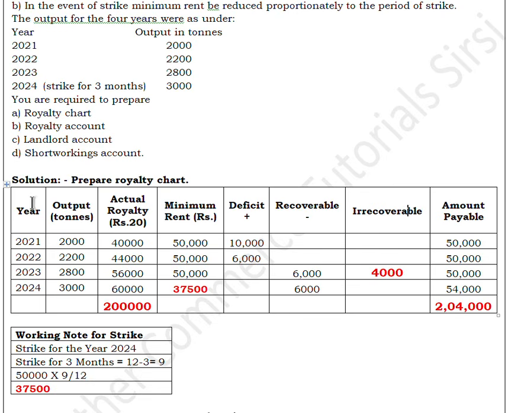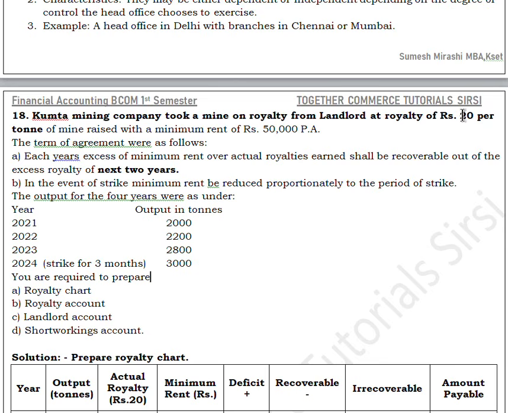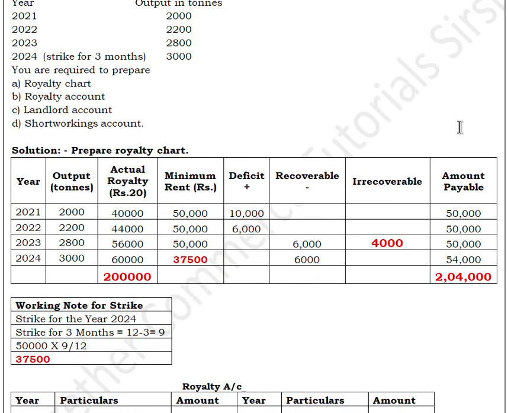8 columns at first. The first and second columns are very simple. This column is copy paste from the question, that is the year column. The output column is also simple. It's also a copy paste from the question. Then the actual royalty or the royalty column comes from this value. In the question they have given royalty is rupees 20. So you should write that 20 here, and you should multiply this 20 with each year's output, like this 20 into 2000, 40,000, 20 into 2200, you will get 44,000, 20 into 2800, you will get 56,000, 20 into 3000, you will get 60,000, and so on.